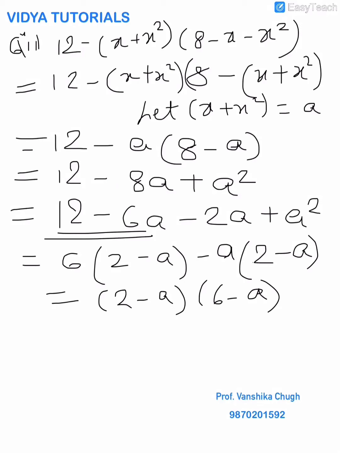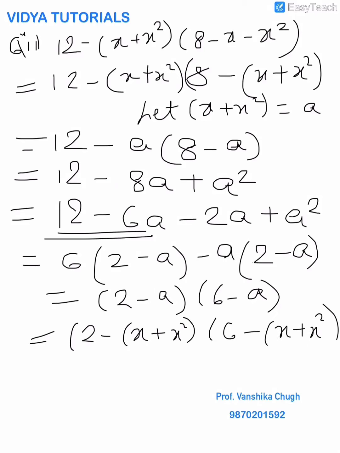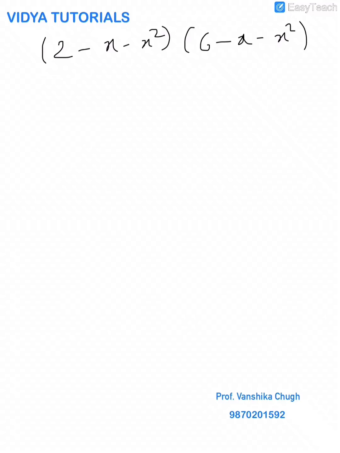So now this a was our assumption. We cannot leave the answer here. We will put back what we had assumed. So let us put it back and see. It is equal to 2 minus x plus x square and 6 minus x plus x square. We can't leave the answer here, as I can see again two trinomials forming. I will have to refactorize them. So on opening the brackets, I get 2 minus x square and 6 minus x square. Now this is a trinomial which can be factorized by splitting the middle term, and this is also a trinomial which can be factorized by splitting the middle term.